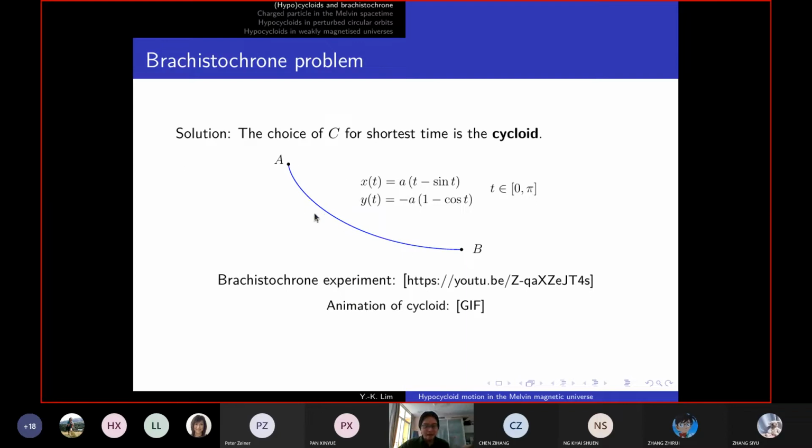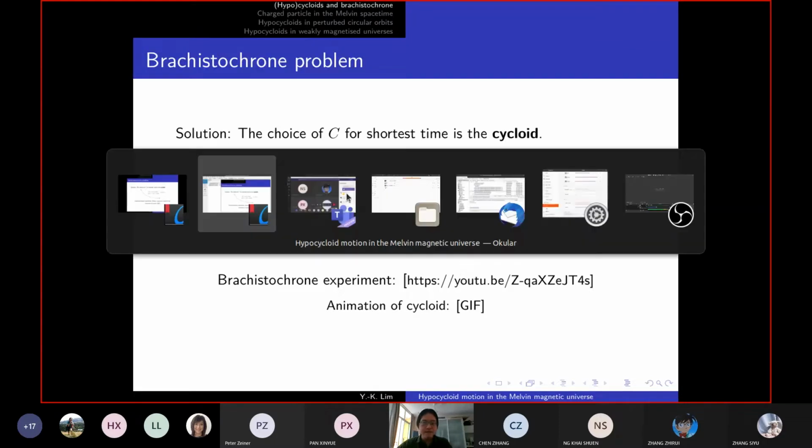The ideal path takes the shape of a cycloid. So these are the parametric equations describing this. This tells how the x and y position of the particle changes over time and is given by this expression. So this is precisely the cycloid, or actually the upside down cycloid. This is the solution you get if you use calculus of variations or variational principles. And we can actually do an experiment to see that this cycloid takes the fastest path.